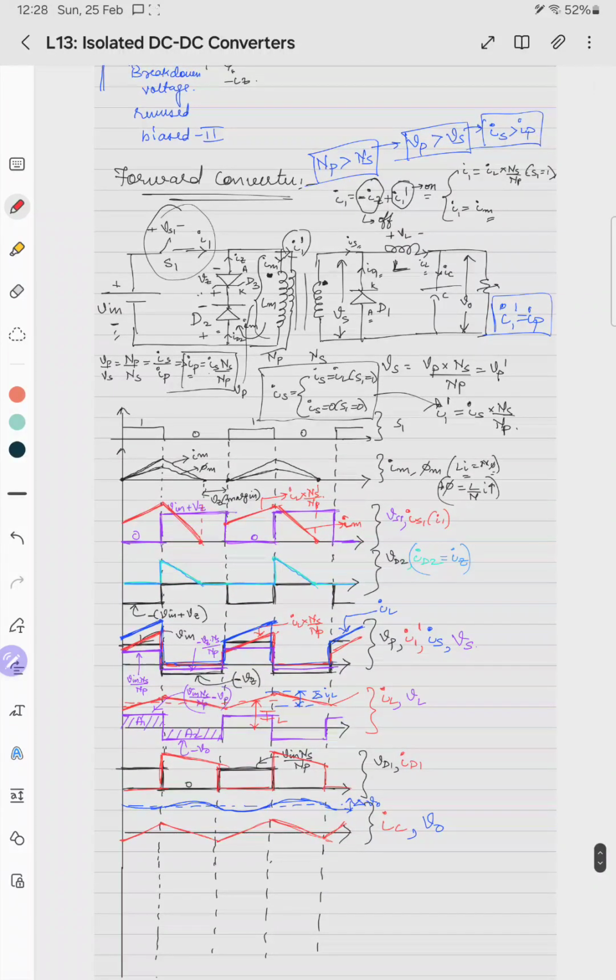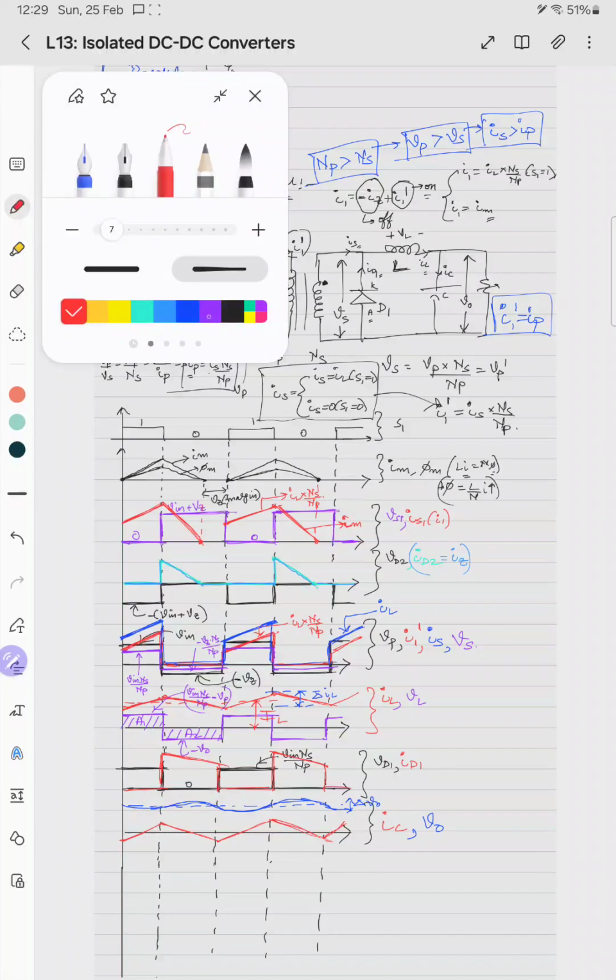I think we have drawn the waveforms for the switch S1, which is VS1, IS1, and I1. And we have drawn the waveforms for the middle leg of the Zener and the diode D2: VD2, ID2, IZ. Then from the primary winding, we drew VP, I1 dash. Then for the secondary, VS, IS. Then from the secondary circuit, we drew the waveforms for the inductor, VL, IL, then VD1, ID1, then for the capacitor and the output.